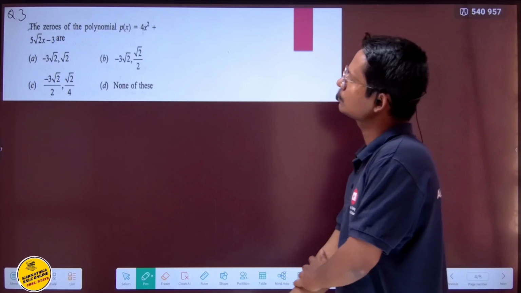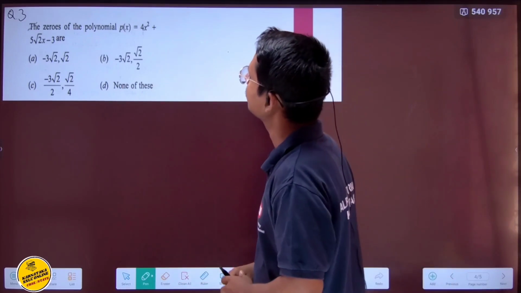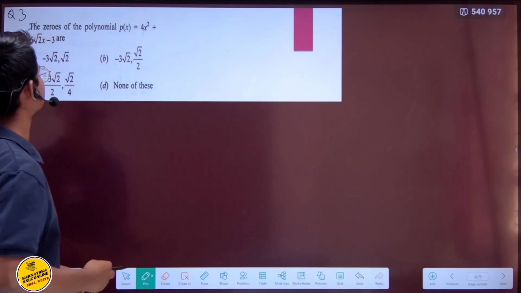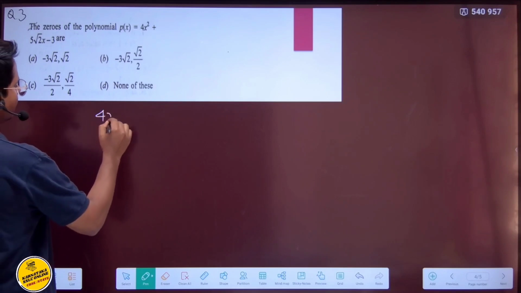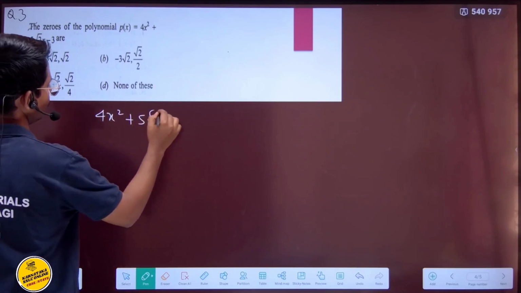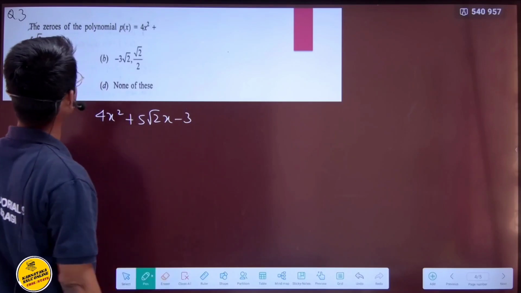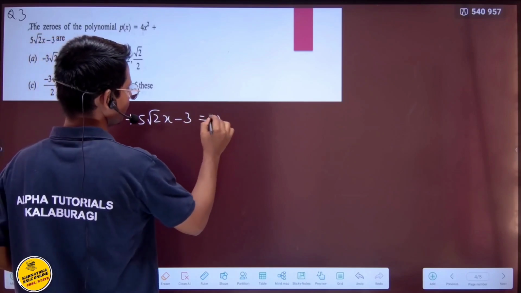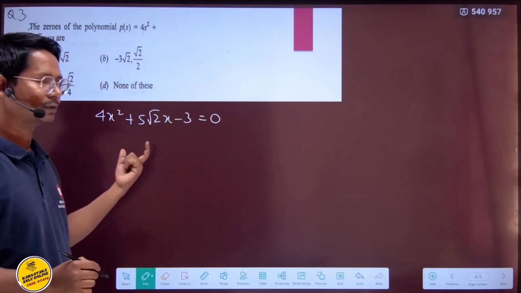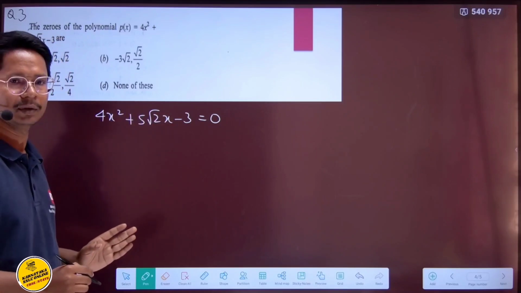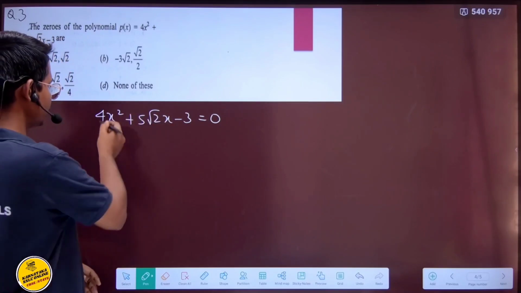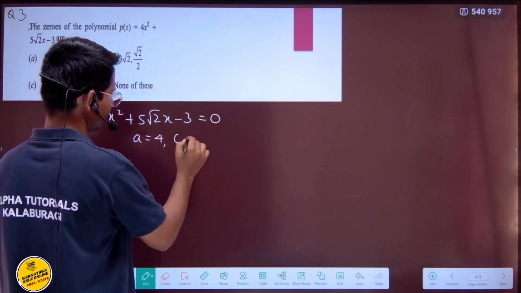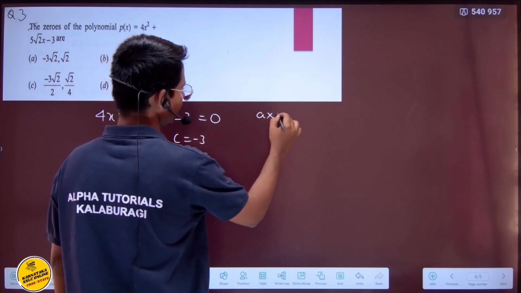The zeros of the polynomial p of x equal to 4x square plus pi root 2 x minus 3. You need to find the zeros. The given equation is 4x square plus 5 root 2 x minus 3. When we need to find zeros, you can equate that to 0. Now you can make use of a into c to get the factors. So a value 4, c value minus 3, so you need to go with a into c.